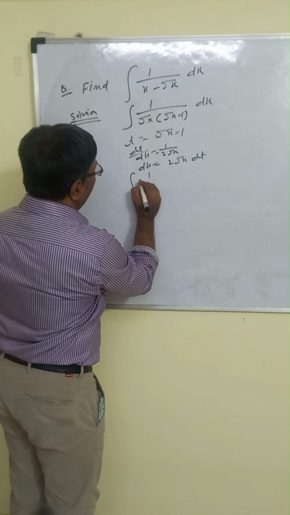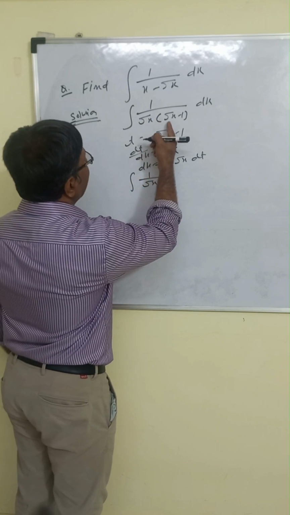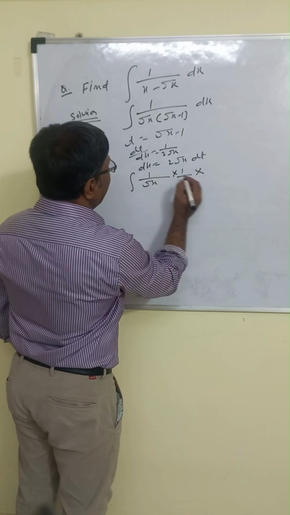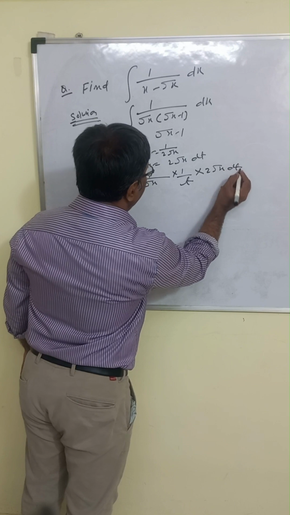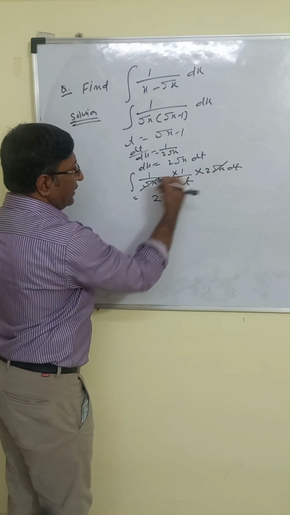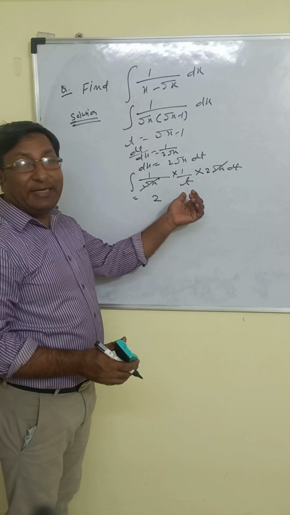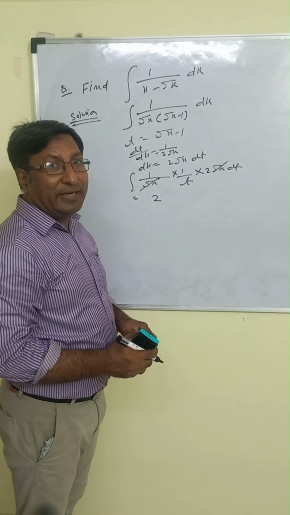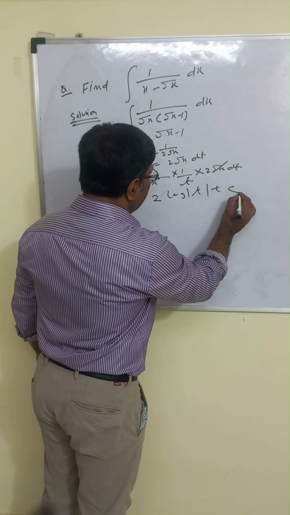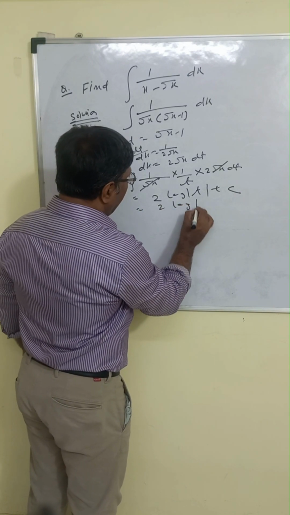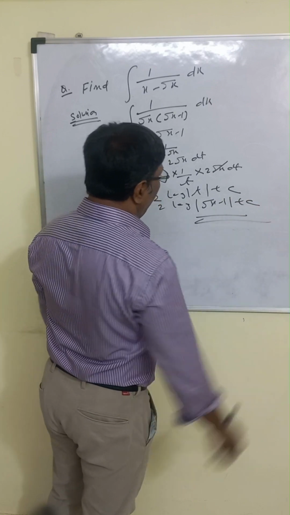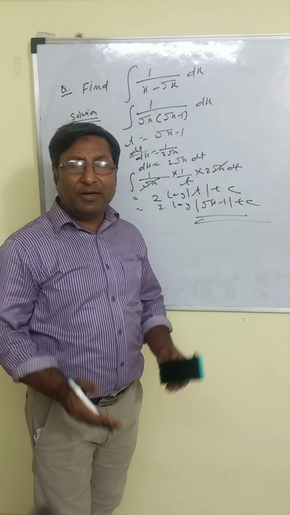Now put the value. This is 1 upon root x, and root x minus 1 is t, so we can write 1 by t. And dx is 2 root x dt. So this root x cancels out. 2 is the constant, so take it outside, and the integration of 1 by t is log of t, plus c. So this is 2 log t, where t is root x minus 1. So the answer is 2 log of root x minus 1 plus c, our right answer.